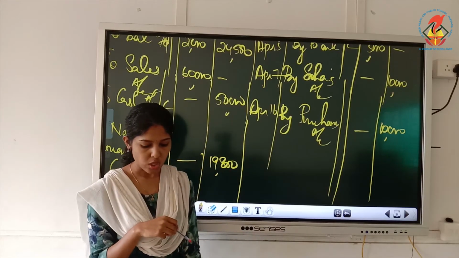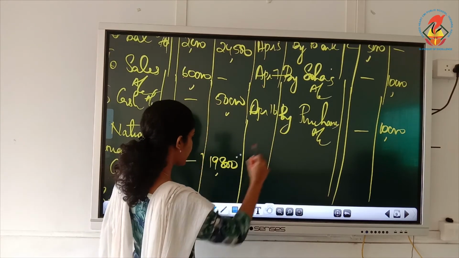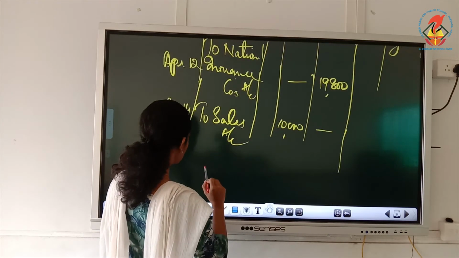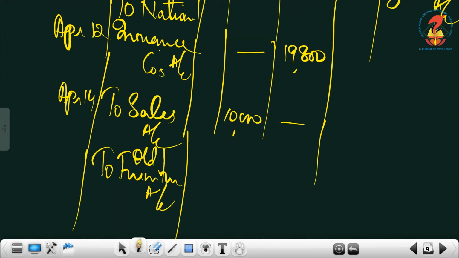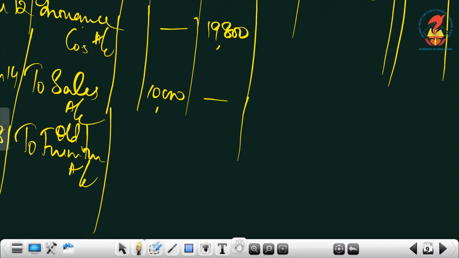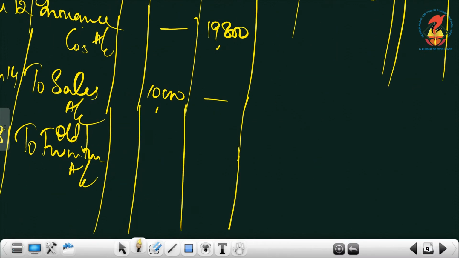The next one, sold all furniture for cash. So cash account debited to, you can't write purchases, it's the furniture you are selling. So you write all furniture or simply furniture account. The date is April 18th, and you have to debit the cash column, because we are selling for cash of 10,000.